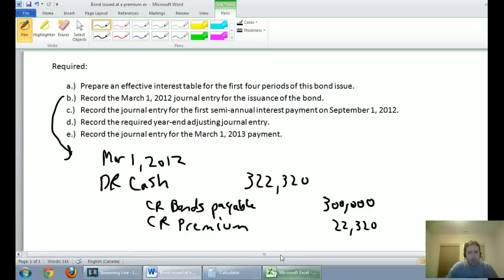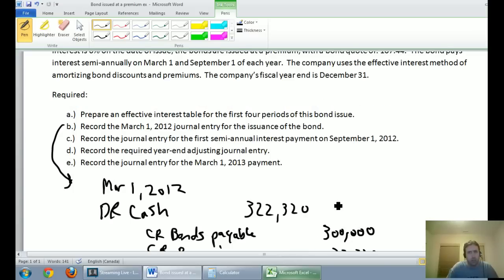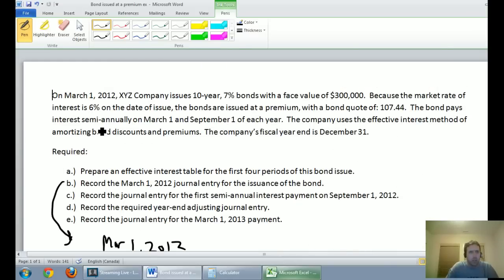And in fact, we're ready to jump into our effective interest table. Oh, maybe I should read the whole thing. The bond pays interest semi-annually on March 1st and September 1st of each year. The company uses the effective interest method of amortizing bond discounts and premiums. And again, just to reiterate something from the last video, if you're doing straight line, it's probably not the video for you. We're looking at the effective interest rate method. That's what GAAP and IFRS say that companies are supposed to be using. The company's fiscal year end is December 31st.